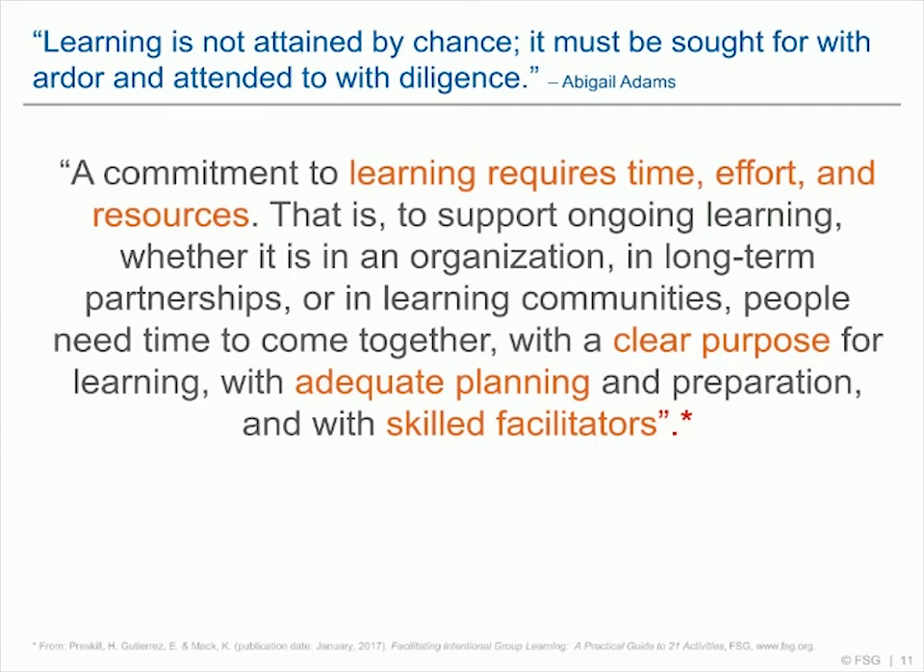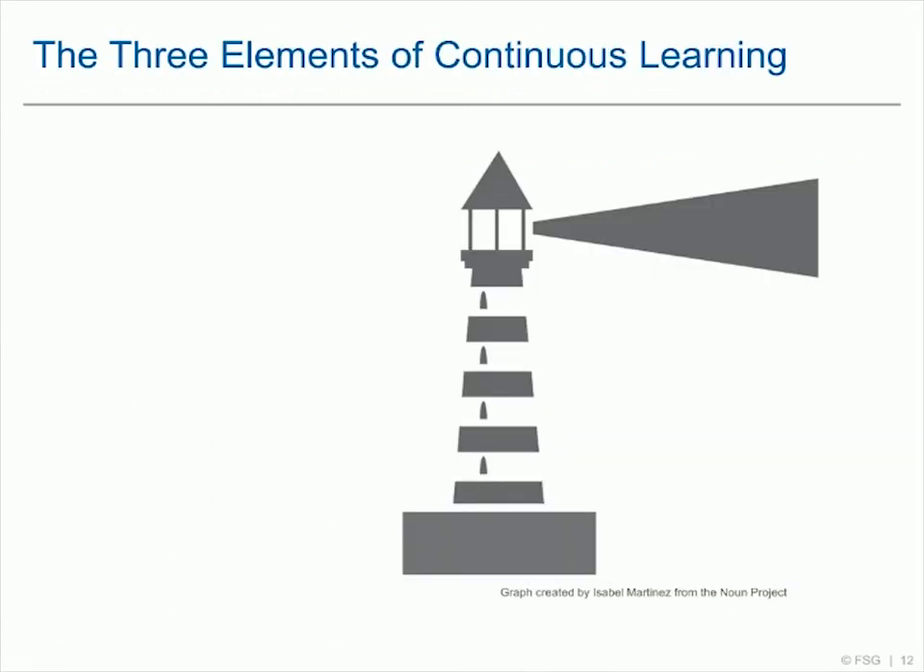And last, before I hand it over to Efrain, I want to note that as you see in the bottom footnote on your screen, some of the content we're sharing with you today is from an upcoming publication of FSG that is called Facilitating Intentional Group Learning, a Practical Guide to 21 Activities. That will be coming out in January of 2017, so just a month and a half. And it is a guide that we hope will be useful to the field, including, of course, those involved in collective impact. So without further ado, I'm going to share the screen now with Efrain, who's going to take us through the 3 elements of continuous learning.